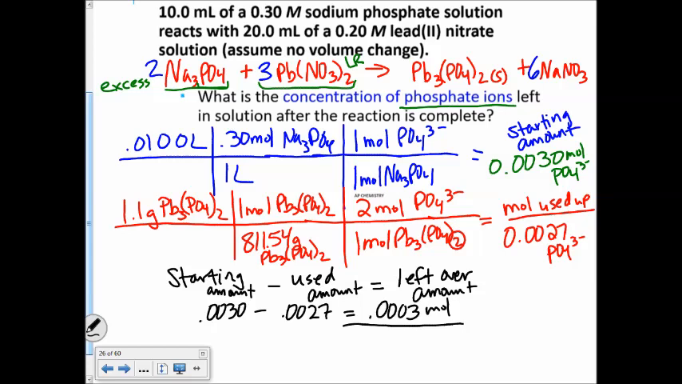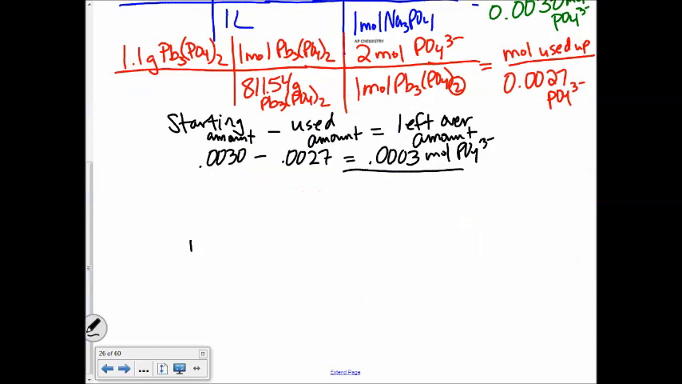Now the only thing left to do is to divide by the new volume. Our new volume was 30 milliliters, right? We added 10 plus 20. All those were put together, so this is 0.030 liters.